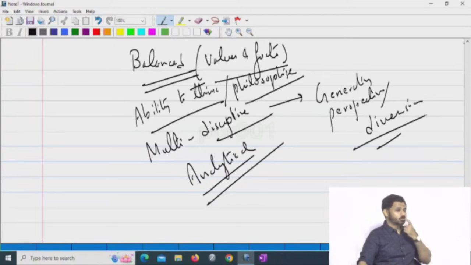Also, if some of you are confused between political science and PubAd, I teach both subjects. I teach political science also, and I teach public administration also. So I will be taking a workshop in political science on 26th. In case some of you or any of your friends are confused about how to decide the optional, you can join again on 26th. We will have the session at 2 p.m. on political science.